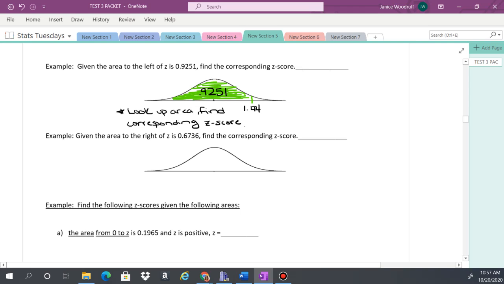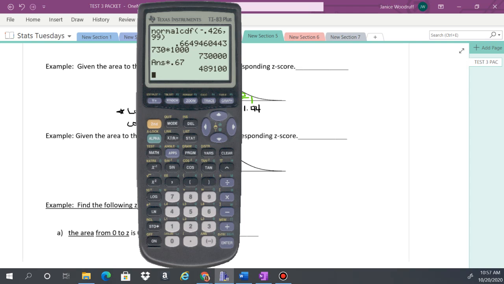Or there is a calculator command for this. On your handout, that is going to be the 4th page, where it says finding z or x when the probability or the area is given. Given the area to the left of z is, just change this one now to 0.9251. Find the corresponding z-score. We're given the probability without the context of the problem. So when it's just the area, without the context, you're going to use the standard normal curve with a mean of 0 and standard deviation of 1.